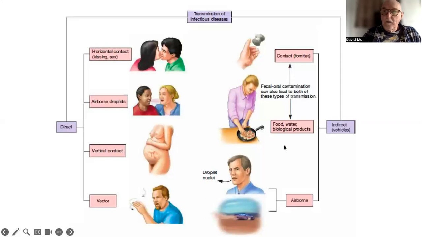Then there are all of the ways in which fecal-oral contamination can result in illness. Food, water, biologic products, all of these can be infected and then be ingested, and that is also indirect.